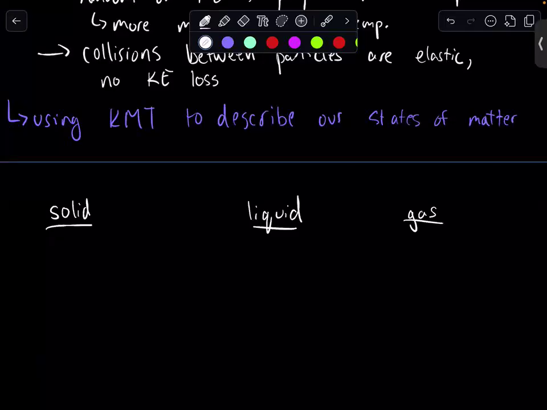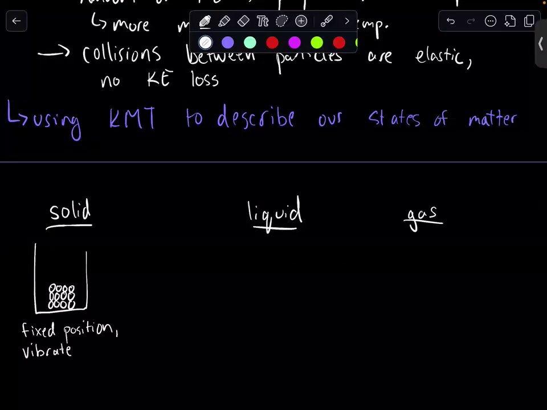So if we look at the particles in a solid, you can generally think of them as being very close packed. So if we have some container and they're just sitting in this container, they're going to be very close packed. They'll probably be sitting at the bottom. We would say they have a fixed position and they vibrate. Remember, they're constantly moving. Just because a solid has low energy doesn't mean the particles aren't moving. They're moving just less than a liquid or gas.